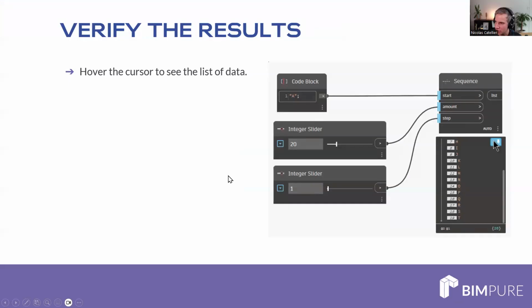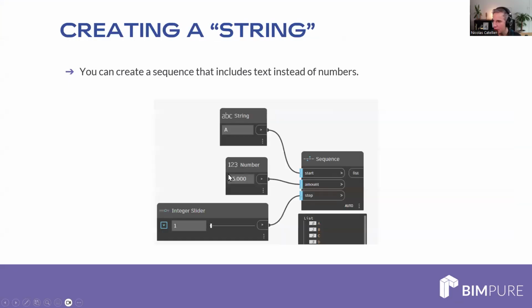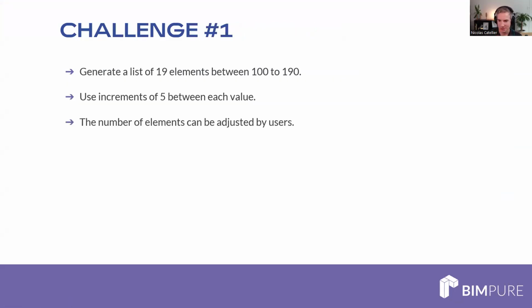Oh, that's something that we saw. You can hover a cursor. Yeah, that's something that we did. We've created a sequence that includes text instead of numbers. So I see that we're almost 11.